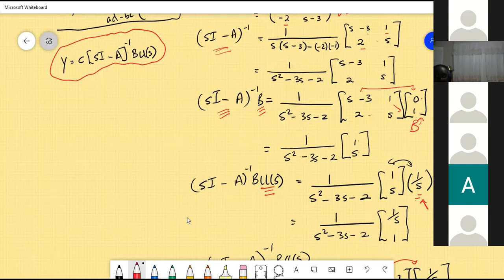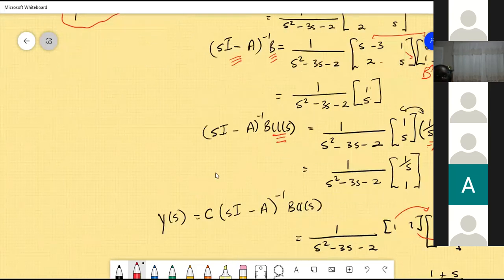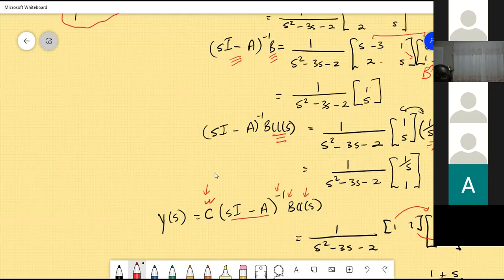So after that, I'm going to multiply by my c, because we said that y of s is equal to c times (sI minus A) inverse times b times u of s. So you notice that I find sI minus A, then I find the inverse, then I multiply by b, then I multiply by u of s, and the last thing I do is multiply by c. So I put on c. This is c, which is 1, 1, multiplied by the vector that I have. So it's a row multiplied by a column. So it's 1 over s times 1 plus 1 times 1.